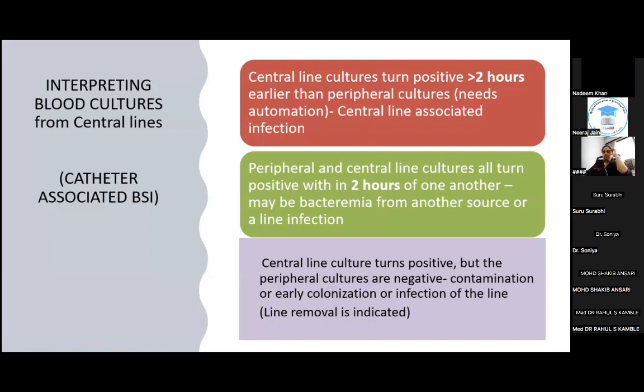Central line and peripheral cultures should be collected, and if the central line turns positive more than 2 hours earlier than the peripheral culture, it is a central line associated infection. If peripheral and central line cultures both turn positive within 2 hours, it may be bacteria from another source. If the central line culture turns positive but the peripheral cultures are negative, contamination or early colonization is the cause.